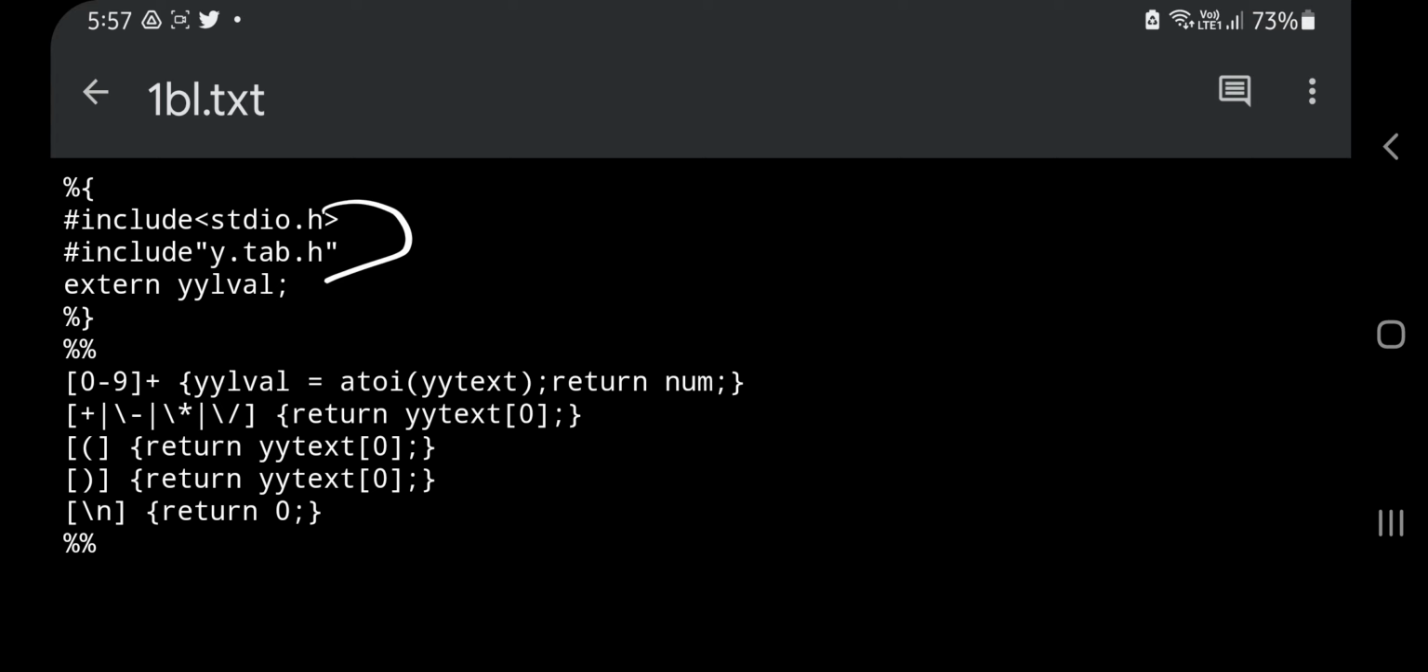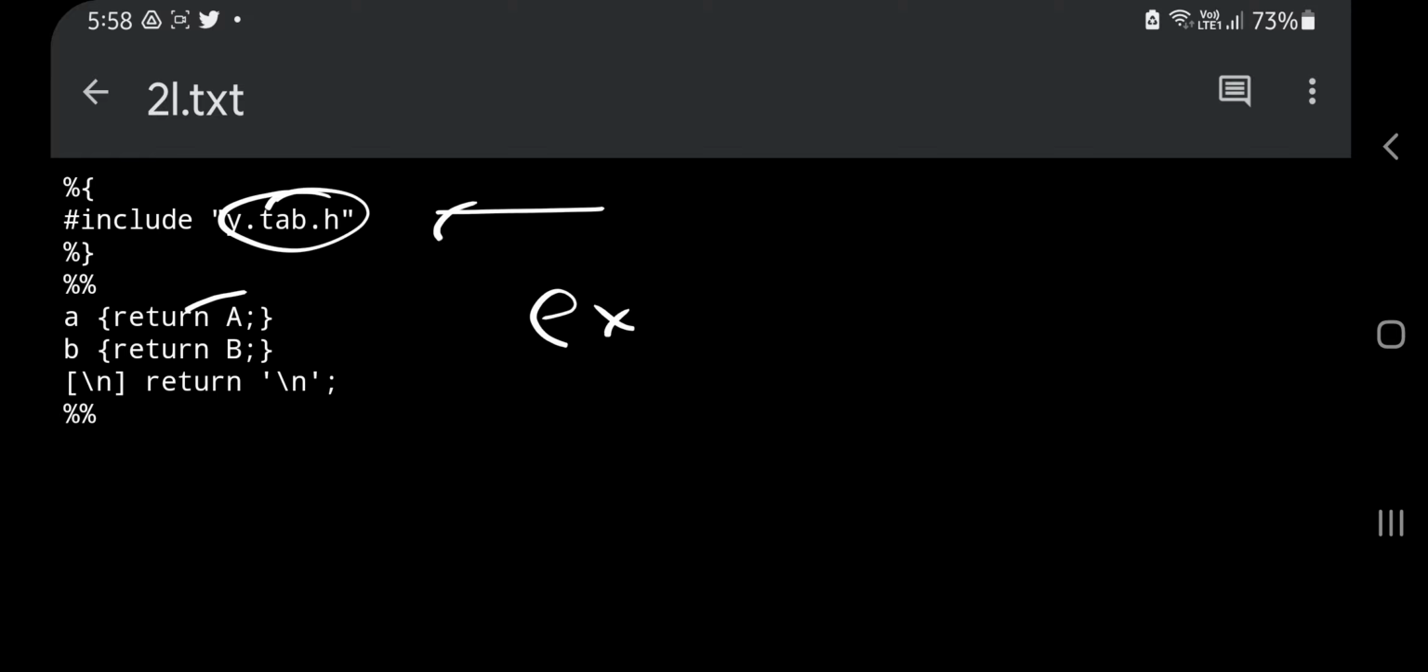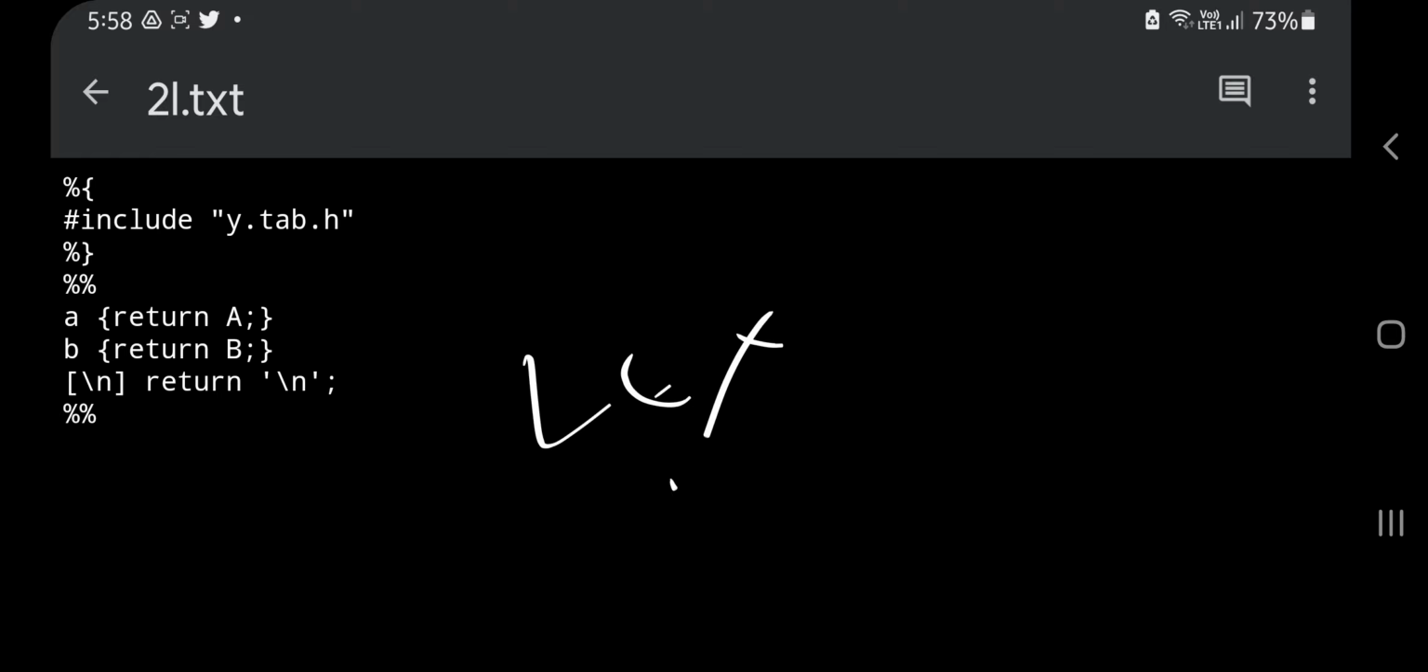Here also we have stdio, y.tab.h, extern yylval, and here is the regular expression section. And in 2.l, here we will have hash include y.tab.h. Here write include stdio.h as well, not an issue. And don't write extern yylval. That you avoid. And here is the rule section. So that was about the lex programs of part 2.